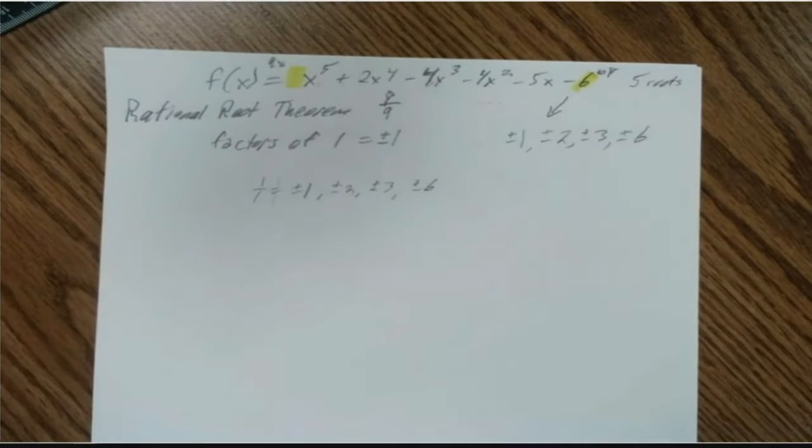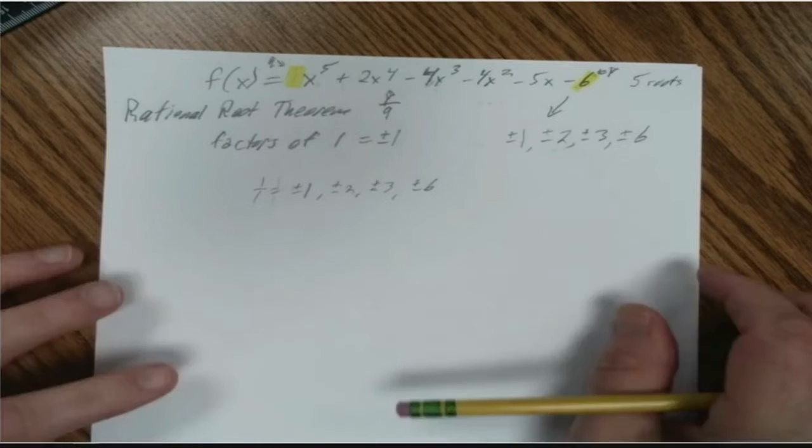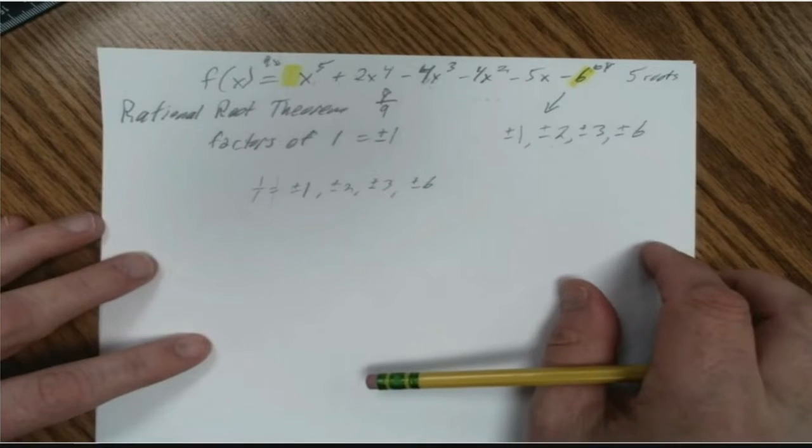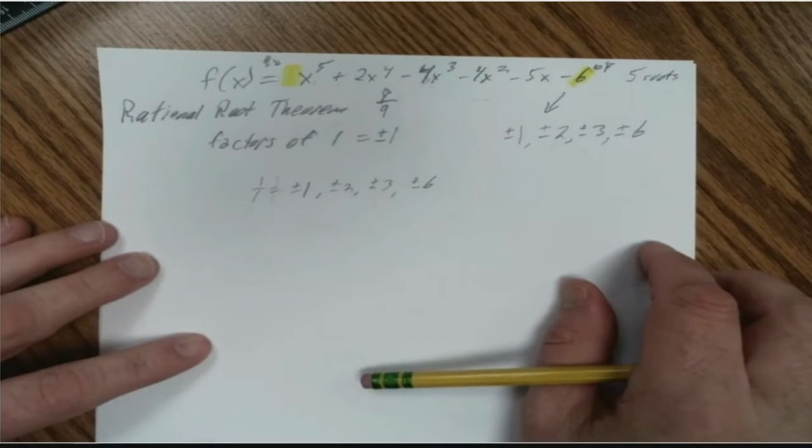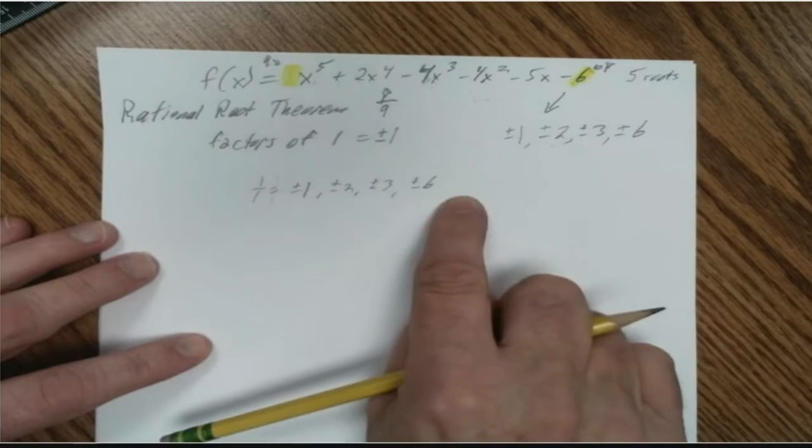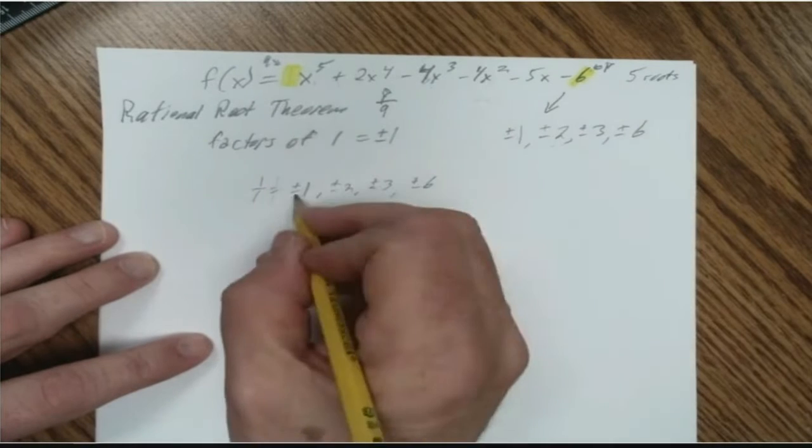So that narrows it down. There's only 8 numbers that could be a rational root. That doesn't tell us how many irrational or imaginary roots there are. It just tells us that. But now we know we can start with this. So if we use synthetic division, we'll start with 1.